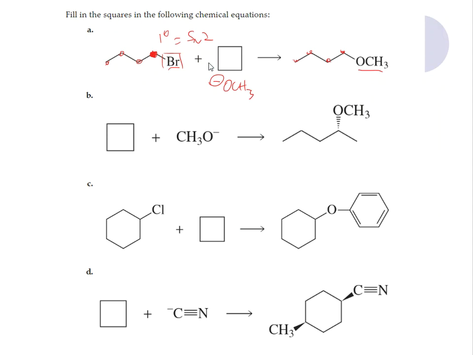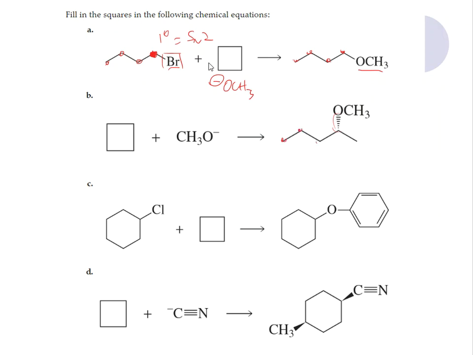Next is B. What do we add with OCH3 in order to get this type of molecule? And uh-oh, look at that. They're showing me some stereochemistry. I've got to be careful. Okay, so this is how we do it.